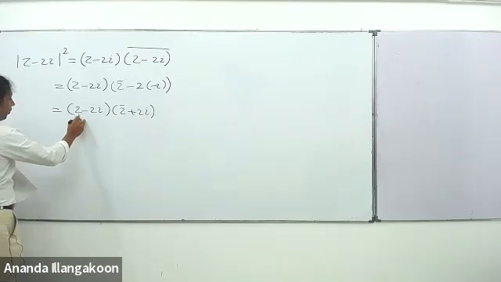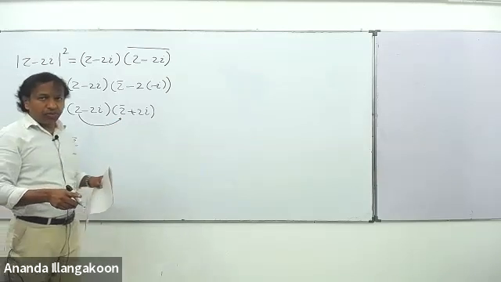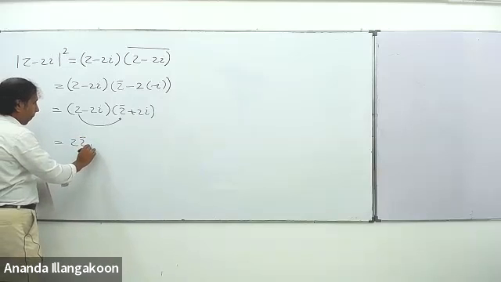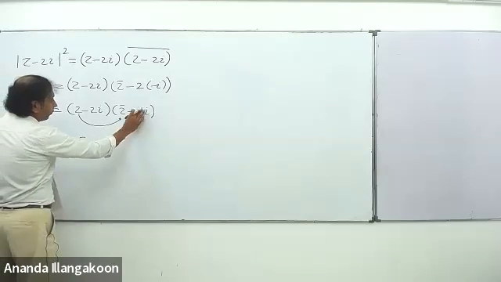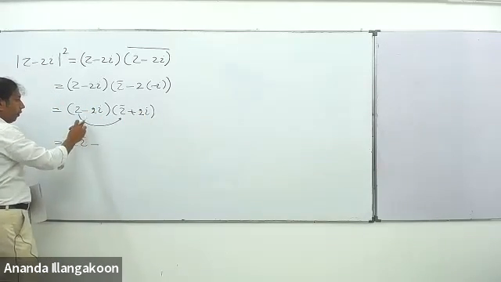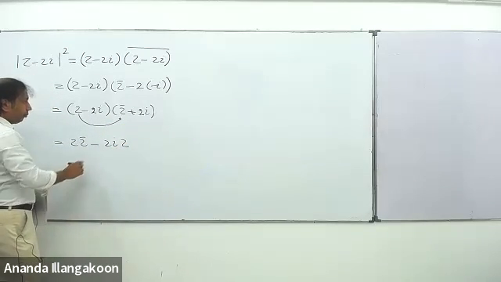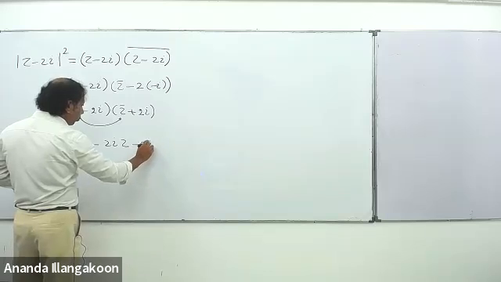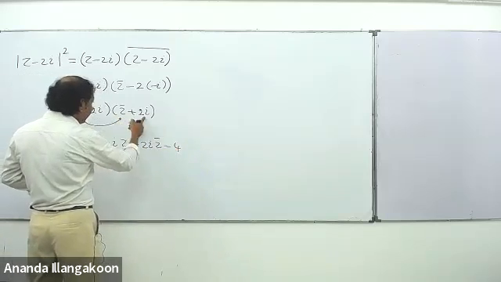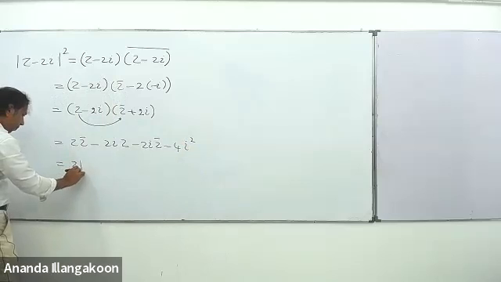Now multiply this and this. Z multiplied by its conjugate is mod Z squared. Here 2I Z, here minus 2I Z bar. This and this, minus 4 I squared. Z Z bar means mod Z squared.